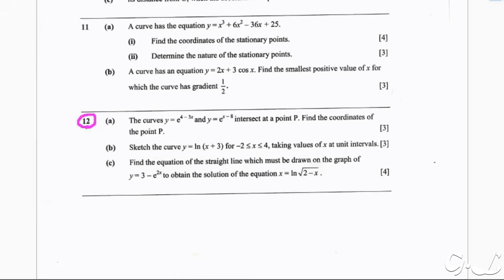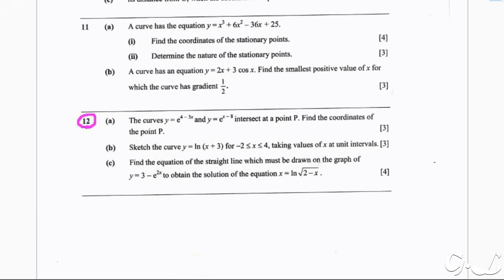Part A says the curve y is equal to e to the 4 minus 3x and y is equal to e to the x minus 8 intersect at a point P. Find the coordinates of the point P, and that part is carrying 3 marks.